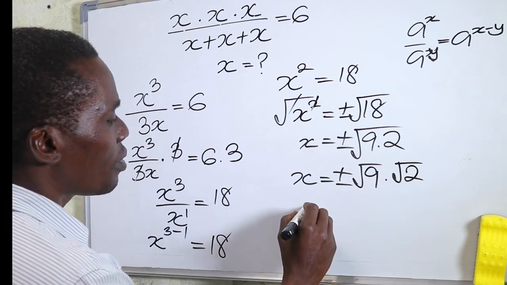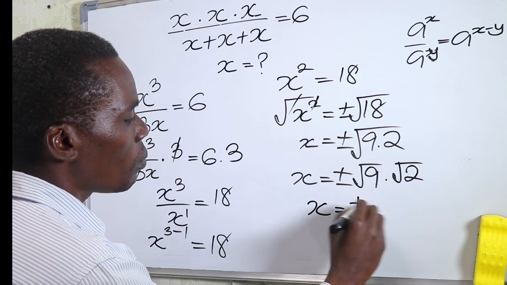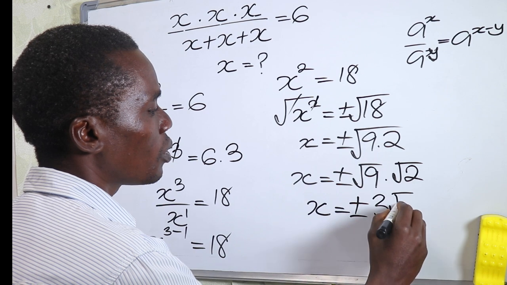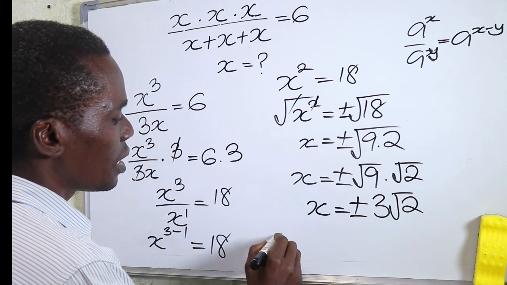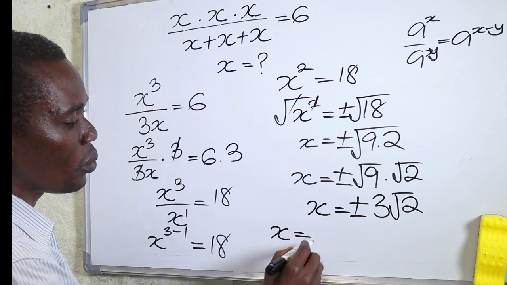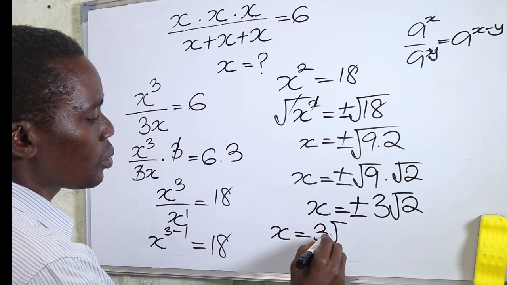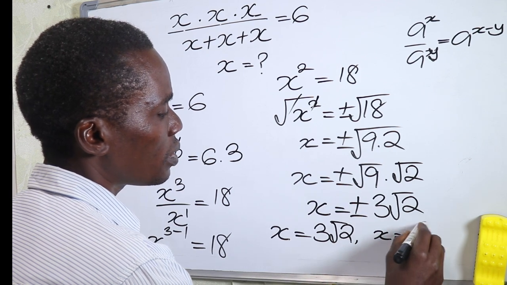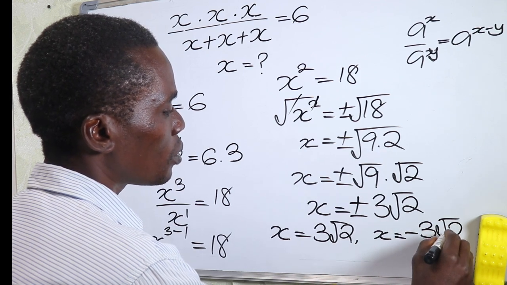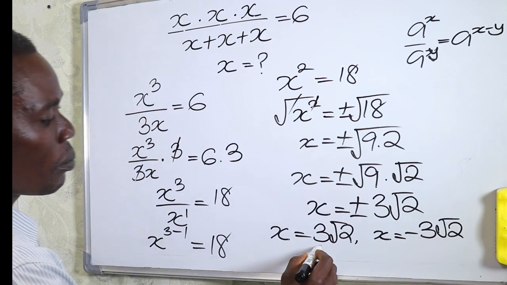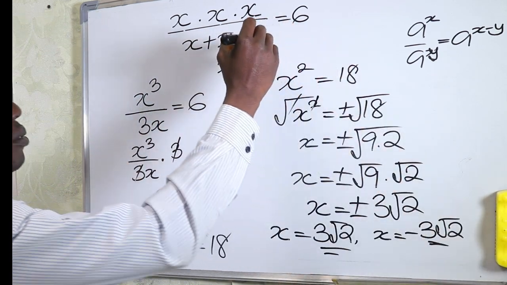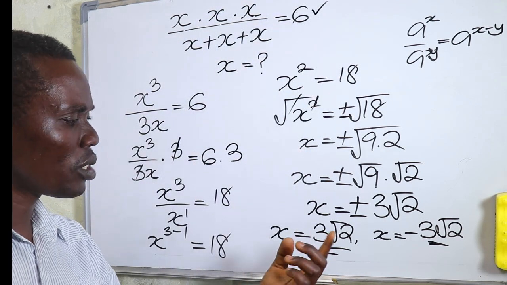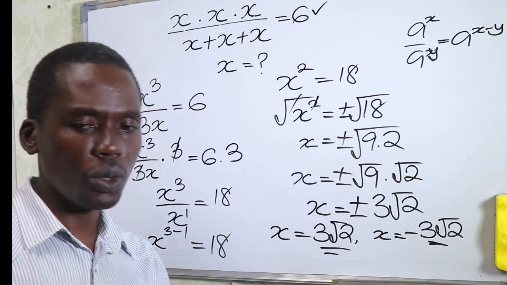Great. Now what do we have here? We have our x equal to plus or minus the square root of 9, which gives us 3 root 2. And that means the value of our x can be equal to 3 root 2, or the value of our x can simply be equal to negative 3 root 2. And these are the solutions that match the question given to us up here.